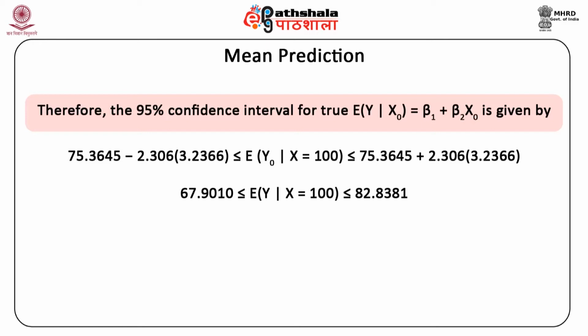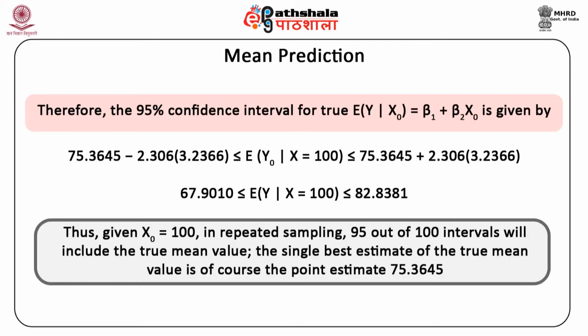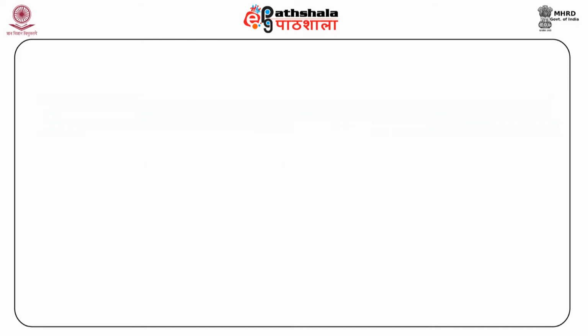and 82.8381. Thus, given x0 equal to 100, in repeated sampling, 95 out of 100 intervals will include the true mean value. The single best estimate of the true mean value is, of course, the point estimate 75.3645.